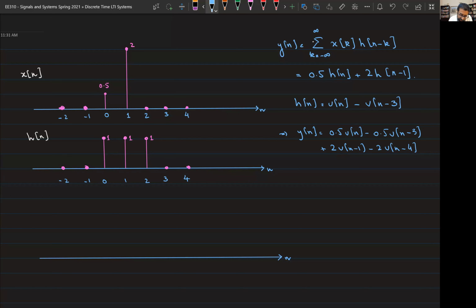But what I want to do instead is look at h of n and try to figure out what is 0.5 times h of n plus 2 times h of n minus 1. Okay? So I just want to look at this graphically and compute the following. 0.5 times h of n plus, and let's say this is 2 times h of n minus 1.